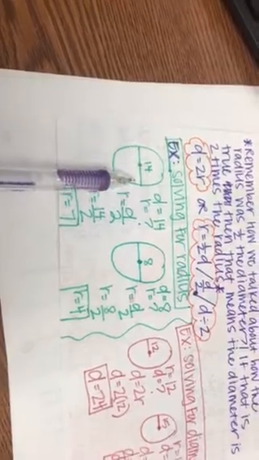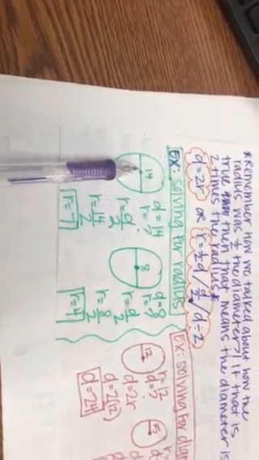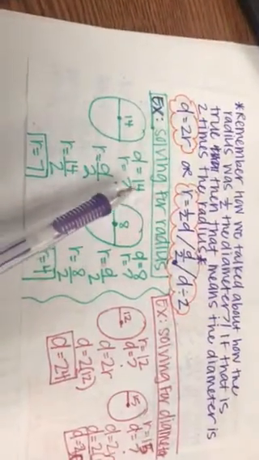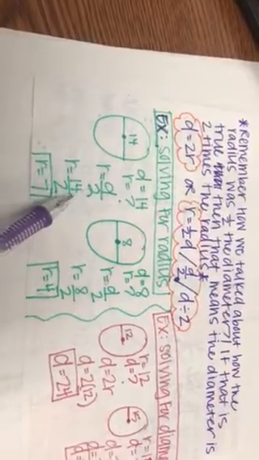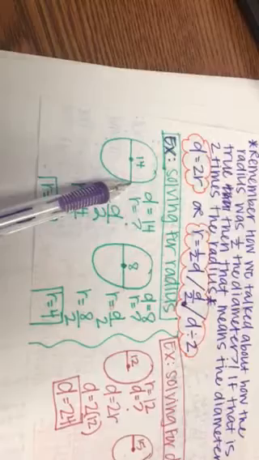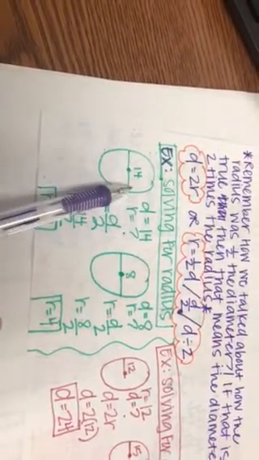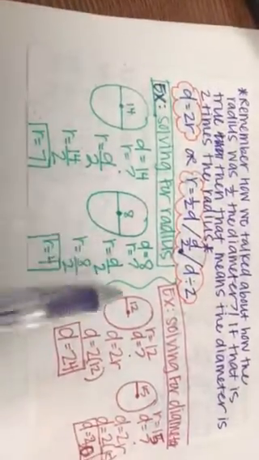Here they tell us that the diameter, the whole length of the circle, is 14. So if the diameter is 14, then we can divide 14 by 2 to get the radius of 7, meaning that the point from the center of the circle to the outer edge of the circle would just be 7, half of the diameter.